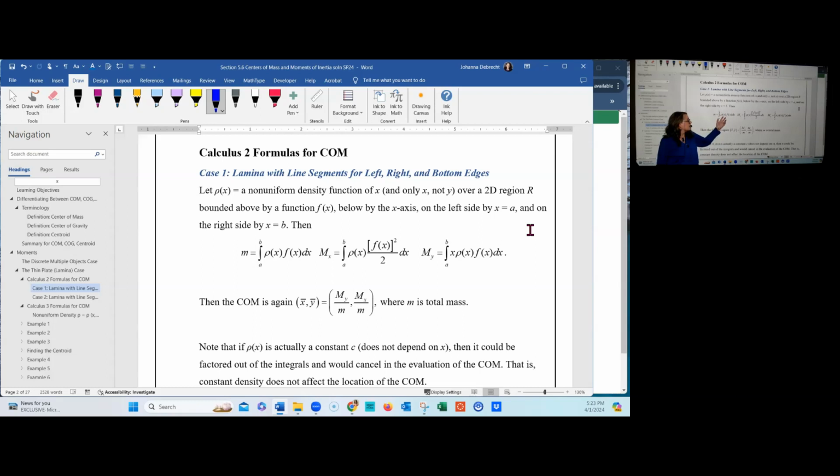By integrating with respect to x, the density function multiplied by the upper function, f of x, with respect to x. And then we could find the total moment in the x direction, this change in the y value, this tendency to rotate off horizontal, which we take the function, square it, divide by 2, and multiply by the density function. That becomes the integrand. And then we integrate from a to b. And then the moment in the y direction is the tendency to change the x coordinate, the x value. And it was given by x multiplied by the density function multiplied by the function that is bounding my region. And when I took the moments and divided by the total mass, then I got x bar, y bar, which is the location of the center of mass.